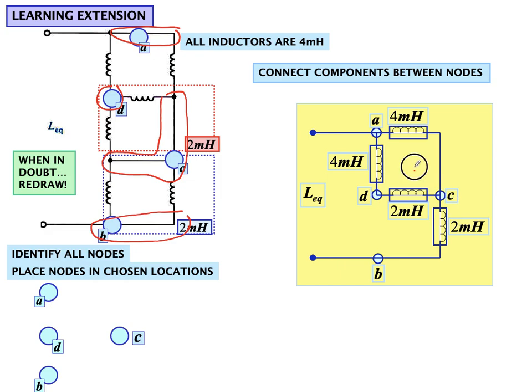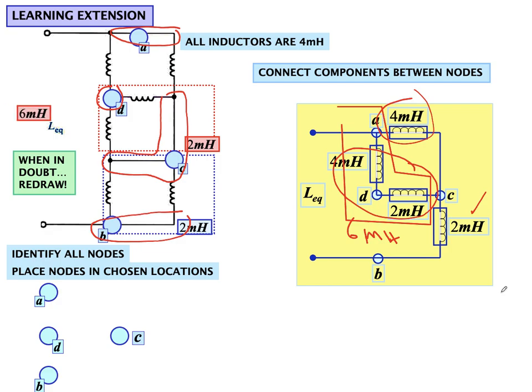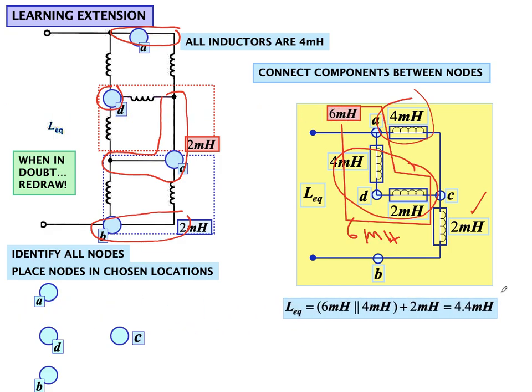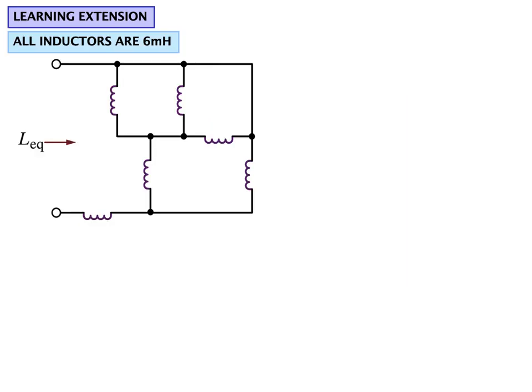Here we can see these two inductors are connected in series, so you simply add them. It is 6 millihenry, and then we can see this 6 millihenry and this 4 millihenry will be in parallel. So you use the parallel formula and then you add it with 2 millihenry. So in this case, 6 and 4 are in parallel, and then you add 2 as you do it for series. So your answer comes out to be 4.4 millihenry.